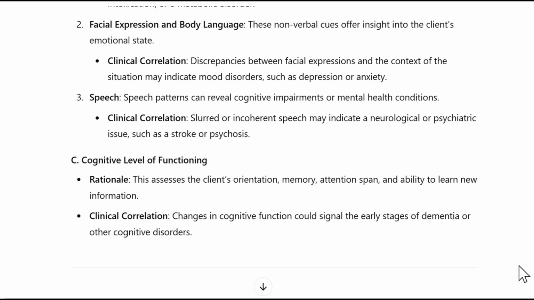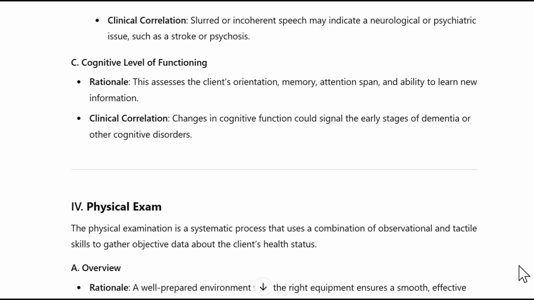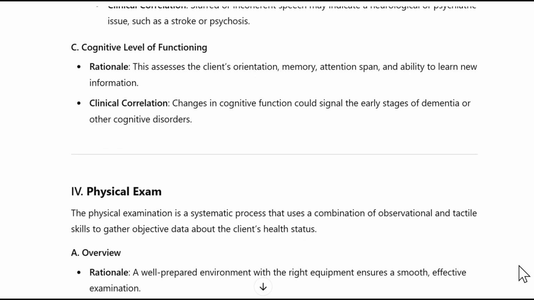Clinical correlation. Slurred or incoherent speech may indicate a neurological or psychiatric issue, such as a stroke or psychosis. C. Cognitive level of functioning. Rationale. This assesses the client's orientation, memory, attention span, and ability to learn new information. Clinical correlation. Changes in cognitive function could signal the early stages of dementia or other cognitive disorders.